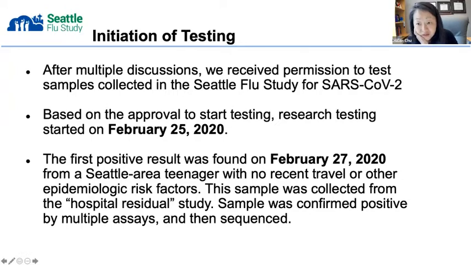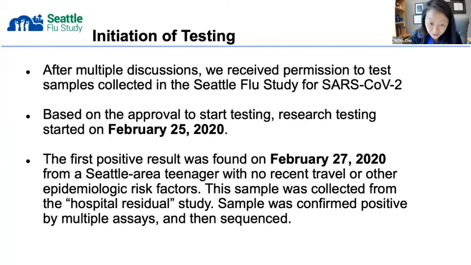And that was from a Seattle area teenager up in Snohomish who had no recent travel or other epidemiologic risk factors. And importantly, this sample was collected from the hospital residual study. If you remember, this hospital residual study is the samples that were collected from the hospital from patients who are coming in for routine clinical care. We then took the sample, we confirmed it was positive on 2 separate other assays, and then we also sequenced it just to be totally sure.